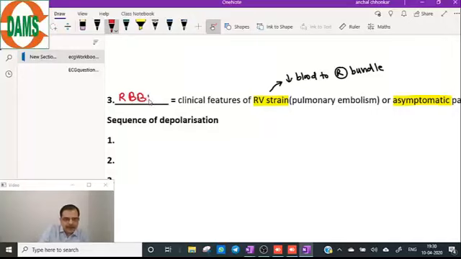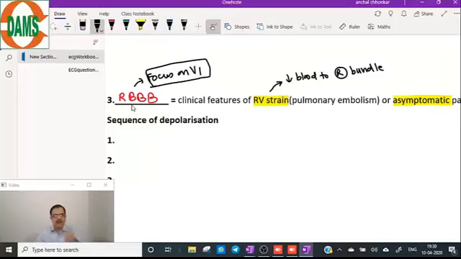So the answer here will be right bundle branch block. So right bundle branch block, obviously it is a right side pathology. So focus on V1. Right bundle branch block. So what will be the sequence of depolarization of the right bundle branch block? Let's see. And some theory based questions also have been asked in the right bundle branch block.